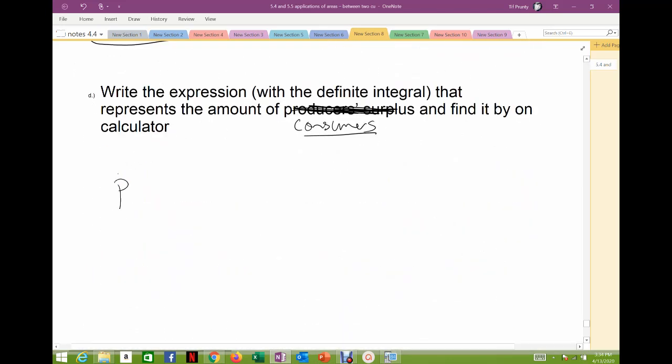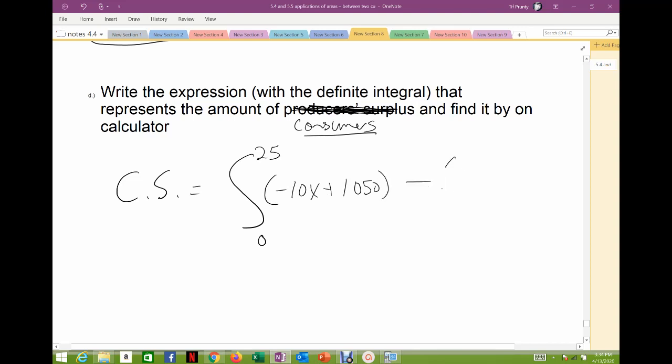Alright, so the definite integral for the consumer surplus is integrating under the demand curve to our equilibrium point, so 0 to 25, because 25 is my equilibrium x value. My demand was negative 10x plus 1050. Subtract away the revenue, which was the 800, or not 800. Oh no, it was 800 times 25. Alright, and I'm going to do it all on the calculator. Find it on the calculator.